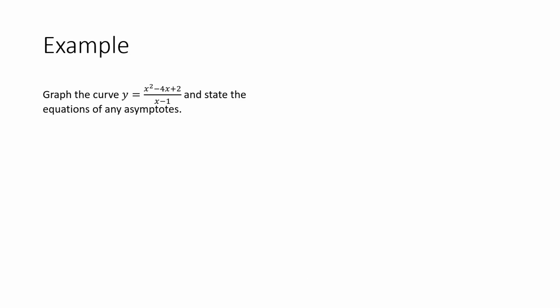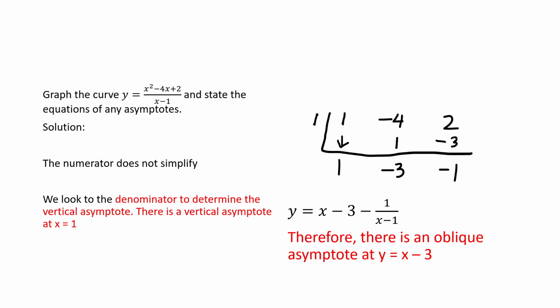Let's try this next one, x squared minus 4x plus 2 over x minus 1. We can't simplify the numerator and our denominator of x minus 1, so we have a vertical asymptote at x equals 1. We do our synthetic division, and we get a division statement shown here. That tells me that my oblique asymptote is at y equals x minus 3.